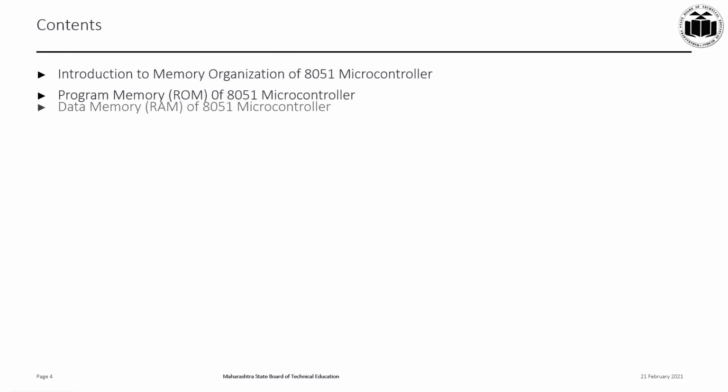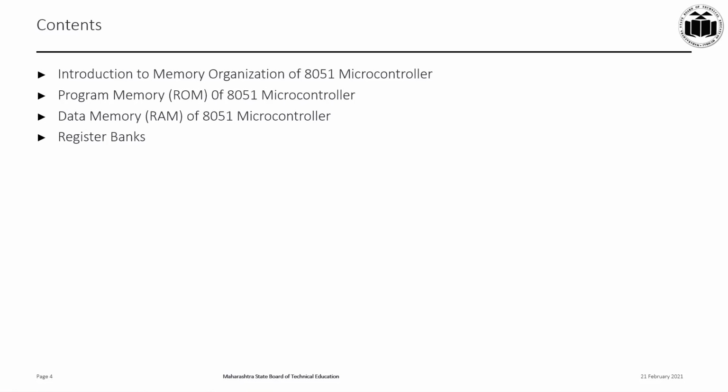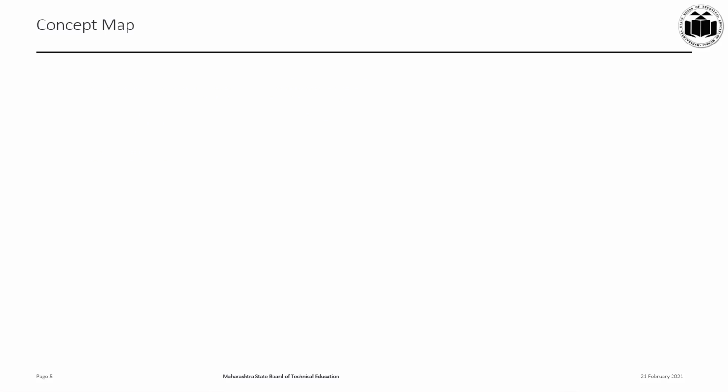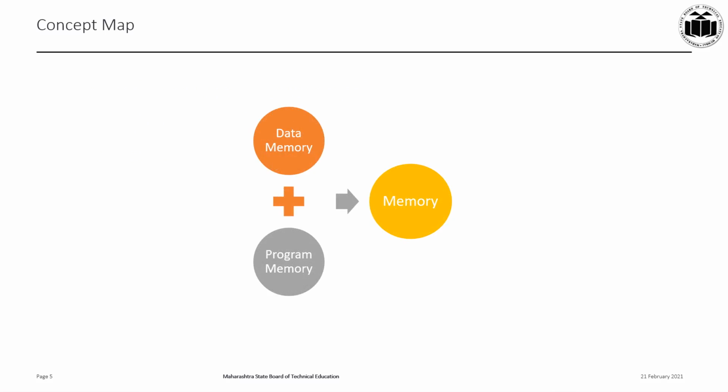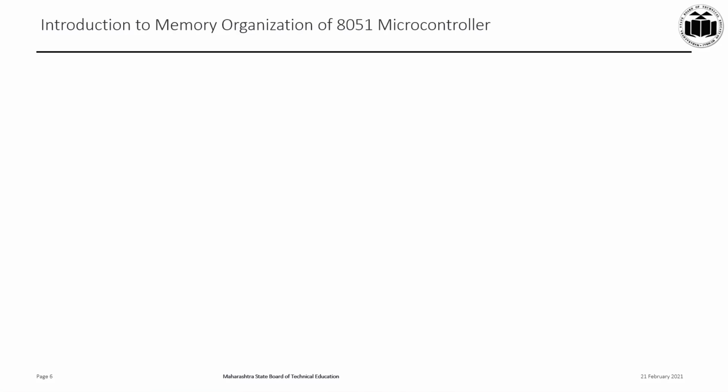The contents: we shall first talk about the introduction to the memory organization of the 8051 microcontroller IC, the program memory, the data memory, the register banks, the special function registers, and finally the stack. Concept map: the concept map shows the two types of memories in the 8051 microcontroller, which are the data memory and the program memory. So let's talk about the memory organization of the 8051 microcontroller.